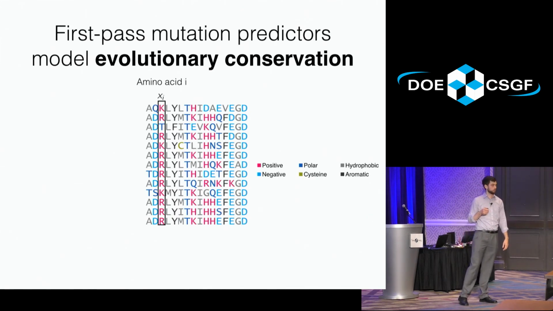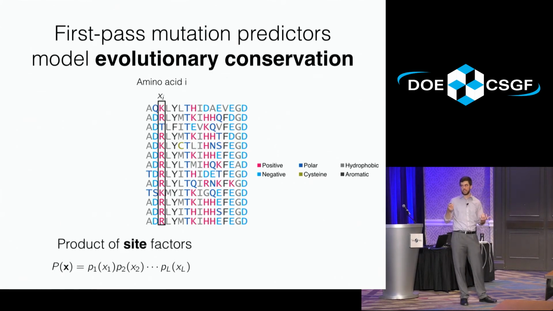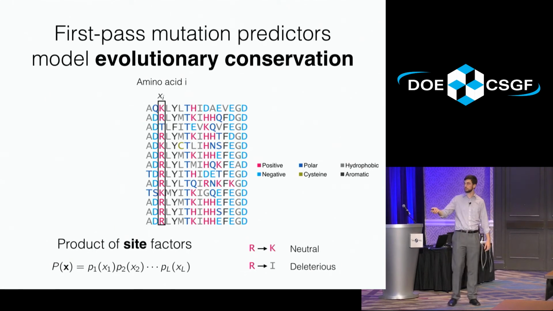The first way would be a site-independent model. You look at any given site and average how frequent a given amino acid is. The probability of a given sequence is just multiplying site-independent factors. If you look down this column, an R to a K, so an arginine to a lysine, is neutral, because we've seen it before. But an arginine to an isoleucine, we've never seen it before in that column. It's probably not very good.